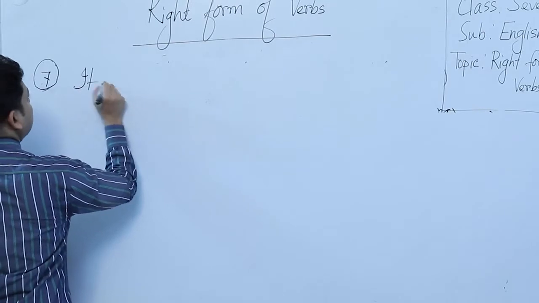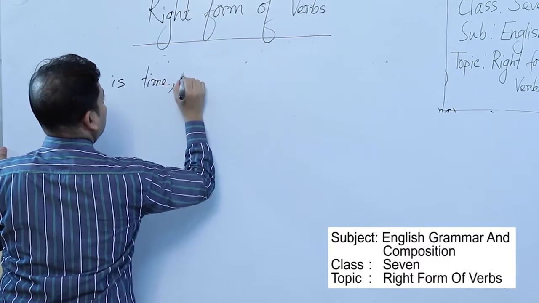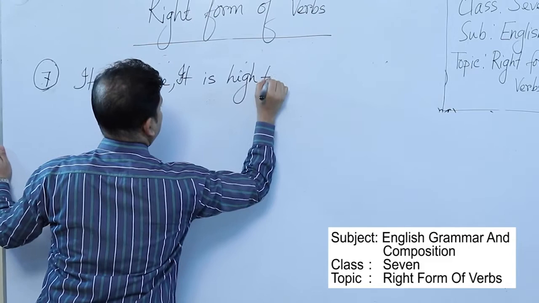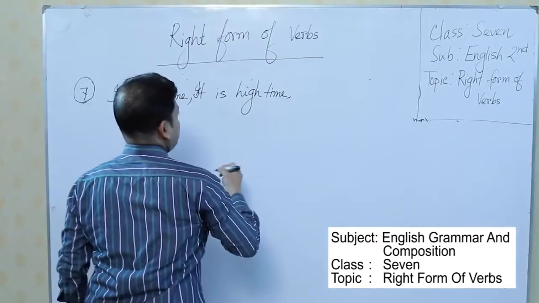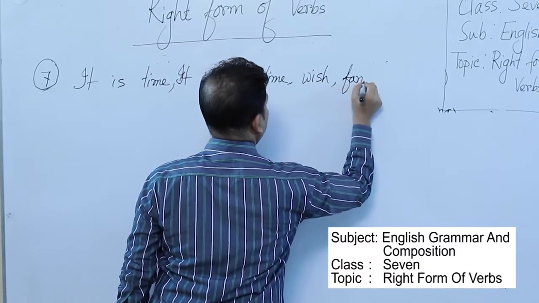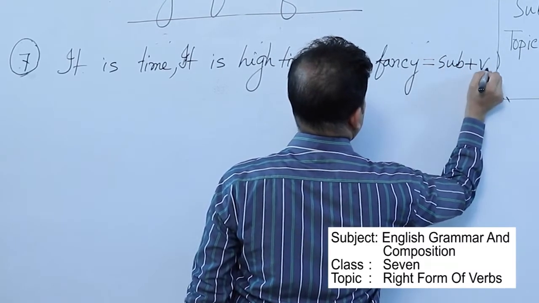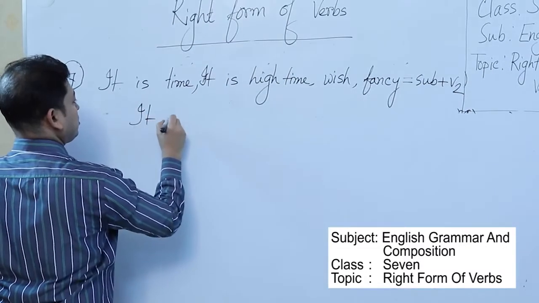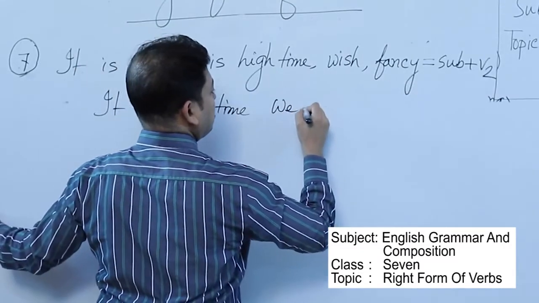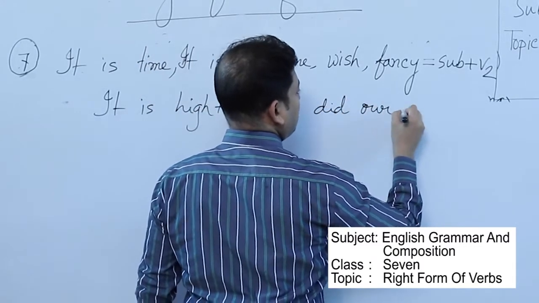Another rule. This is rule number 7. If there is it is time, or it is high time, or there is wish or fancy, subject plus V2. It is high time we did our job.